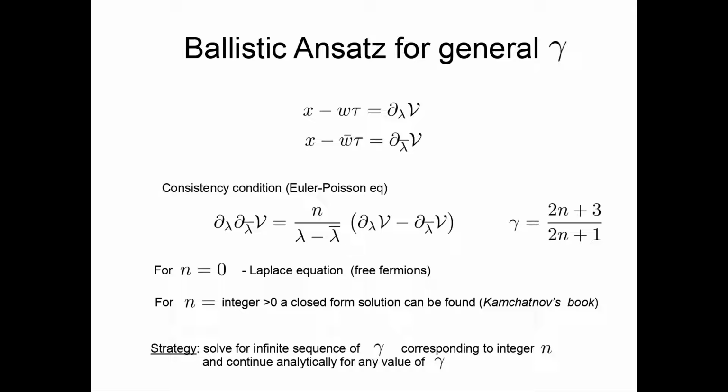So the idea of our solution is essentially to solve this for integer n. Since we have the solution for an infinite series of n with some accumulation point, we can claim that our solution works for every gamma by analytic continuation. That's how this result was obtained.